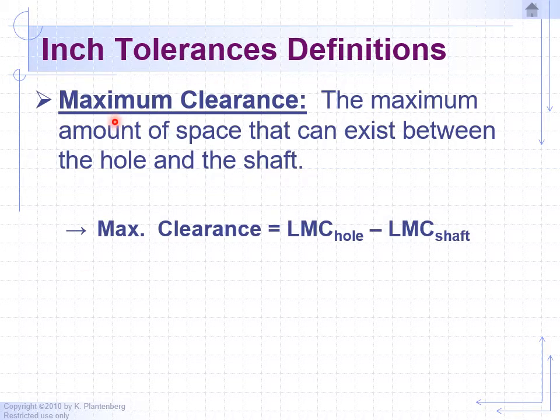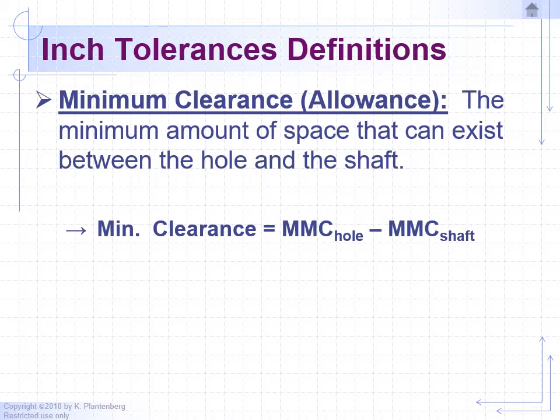Maximum clearance. The maximum amount of space that can exist between the hole and the shaft. If we want to achieve the maximum clearance between the hole and the shaft, then we have to take the least material condition hole allowed minus the least material condition of the shaft. Next slide. Minimum clearance. The minimum amount of space that can exist between the hole and the shaft is just maximum material condition of the hole minus maximum material condition of the shaft.